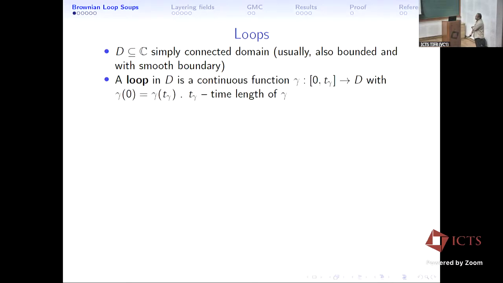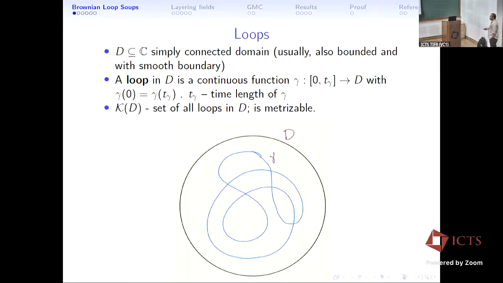A loop is just a continuous function from a compact interval on the real line to the plane, where the starting and the end point are the same. I'm going to denote a loop with gamma always, and T gamma will be the time length of gamma. And K of D denotes the set of all loops in D. This is just a picture of a loop, and this is what I've drawn.